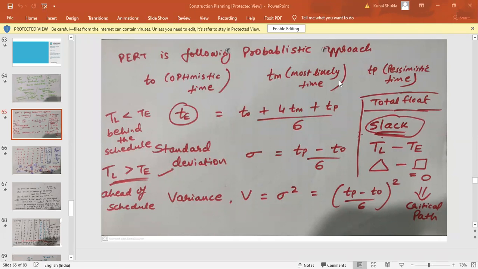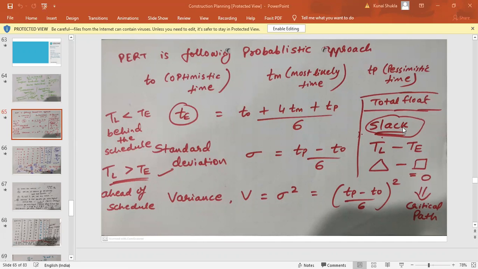Now, as I told you, there is no calculation of EST, EFT, LFT, and LST in the PERT method. That means there is no question of total float, free float, interfering float, independent float in the PERT method. Instead of total float, we have a calculation called SLACK, whose formula is TL, that is latest event time, minus TE, that is earliest event time. If it gives your value as 0, then that is the activity on the critical path. So a path found by this 0 value of the slack is termed as a critical path.